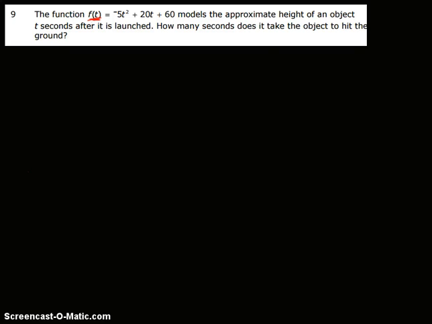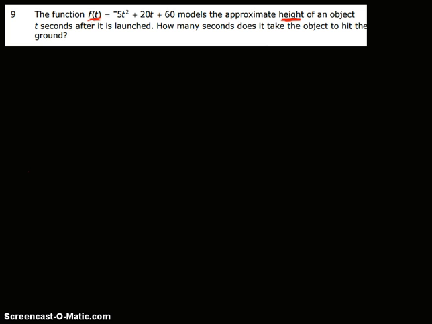Okay, this is question number 9. The function f of t equals negative 5t squared plus 20t plus 60 models the approximate height of an object t seconds after it is launched. How many seconds does it take the object to hit the ground?